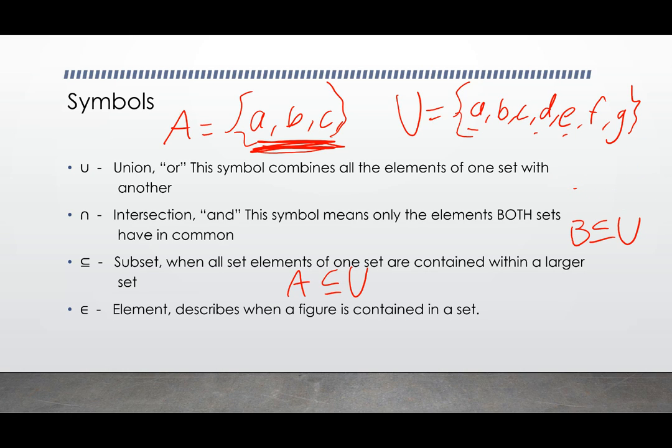To give you an example of something that wouldn't work, we'll say set C is the set X, Y, Z. C would not be a subset of U because these elements that are in C did not come from U. Those elements are not in U at all. So that's an example of not being a subset.